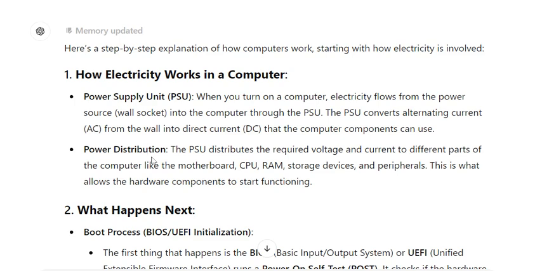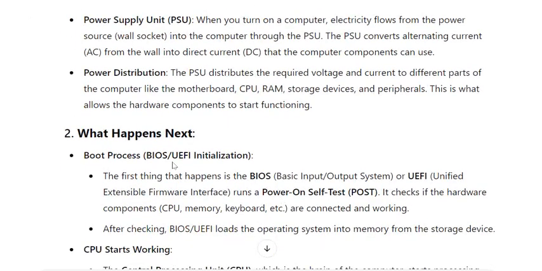use. Power distribution. The PSU distributes the required voltage and current to different parts of the computer, like the motherboard, CPU, RAM, storage devices, and peripherals. This is what allows the hardware components to start functioning.